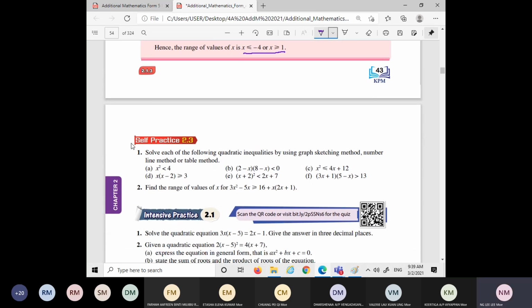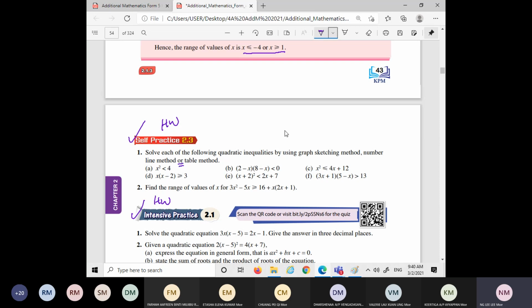Okay, so this one will be your homework today, and this one also will be your homework today. Look at the first question for Solve Practice 2.3. Solve each of the following quadratic inequalities by using the graph sketching method, number line method, and table method. I don't want you to do all of them. I want to fix it.